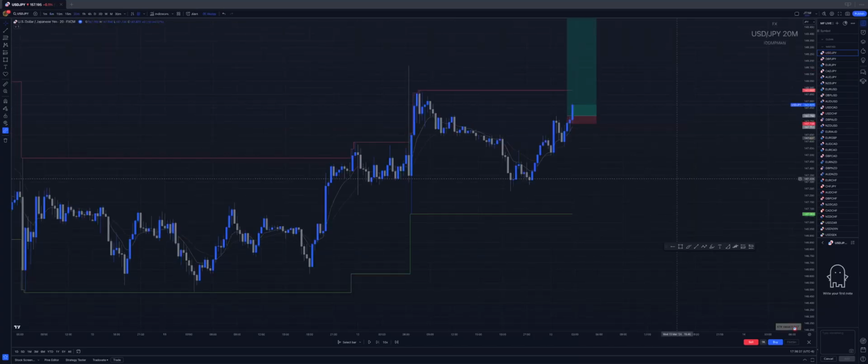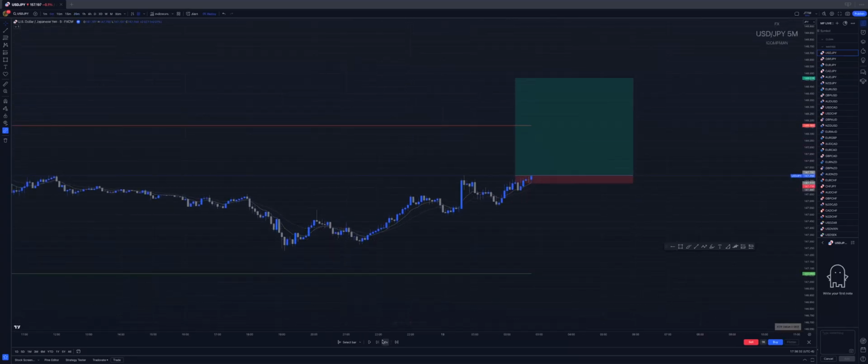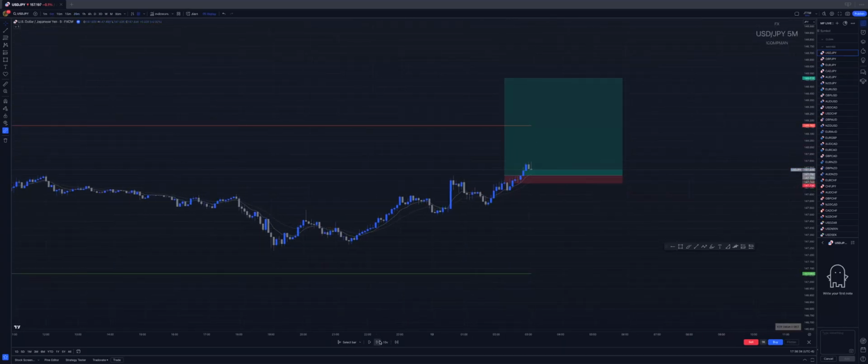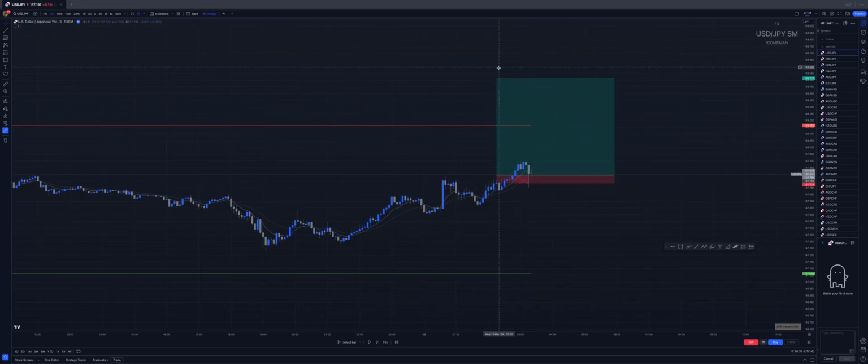How's the 20-minute looking? Oh, well, I just kind of gave away what was going to happen, but good pushes up, good pushes up. Still not break even and would have been a loss.